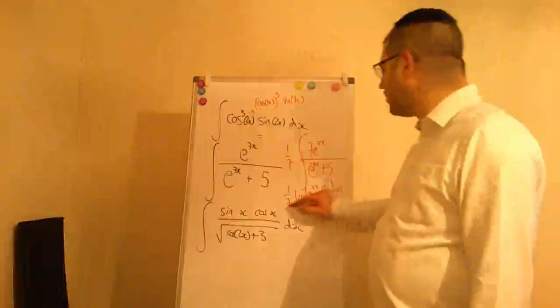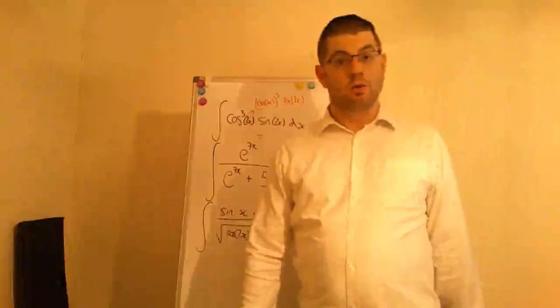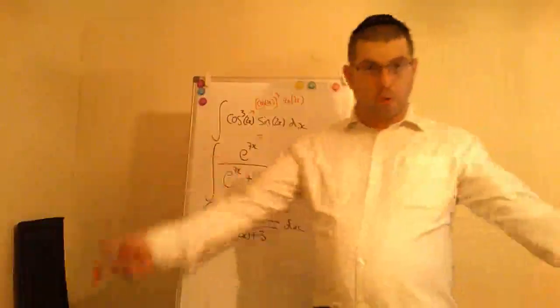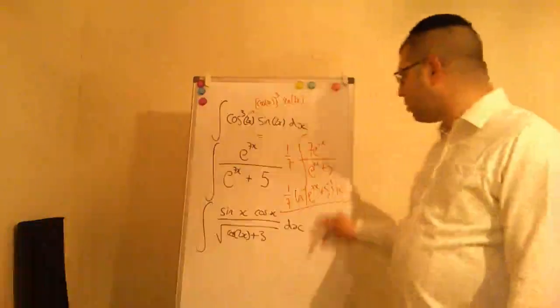Once again, mod is not really necessary. Like e to the something is always positive. Plus 5 is even more positive. It cannot be negative. Okay, so you don't need the mod there.